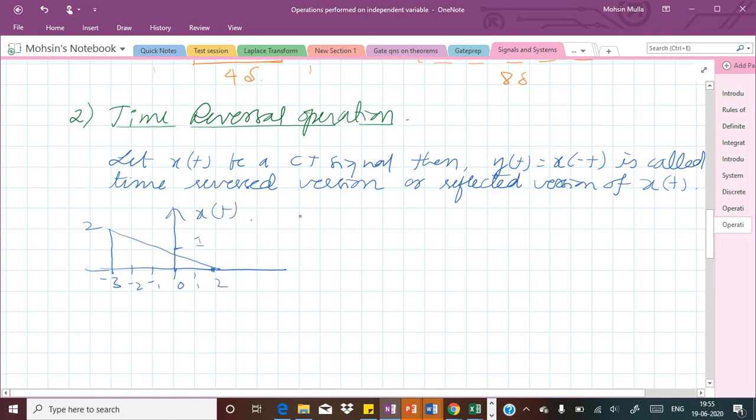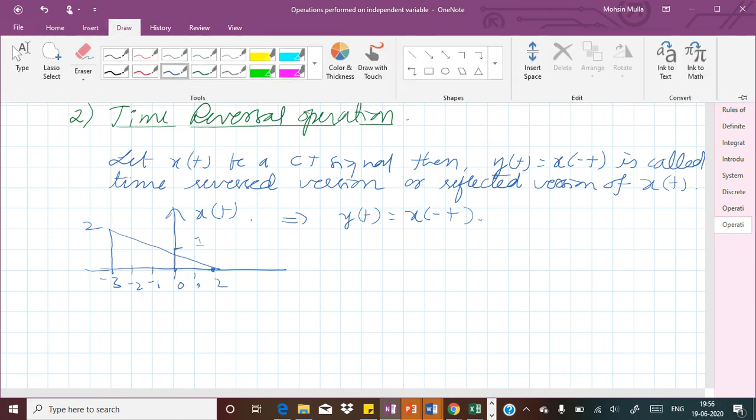Now the new signal y of t will be x of minus t. X of minus t means all the time values will be multiplied by -1, so minus values become plus values and plus values become minus values. Or you can say it is the mirror image of this signal. If you keep a mirror at 0, the negative side will be reflected on the positive side and the positive side on the negative side. The same thing we have to show here as a new signal.